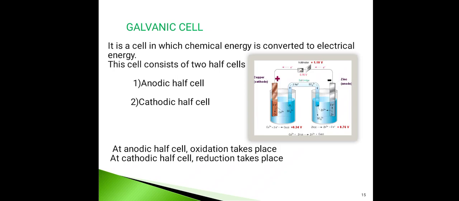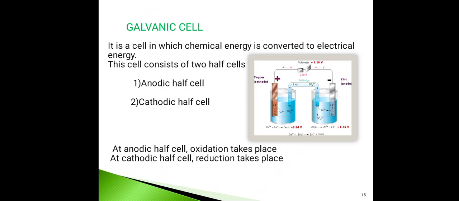Coming to the galvanic cell, a galvanic cell is also known as a voltaic cell. So it is a cell in which chemical energy is converted into electrical energy through redox chemical reaction. So here galvanic cell is a cell which converts the chemical energy into electrical energy, through the redox chemical reaction.